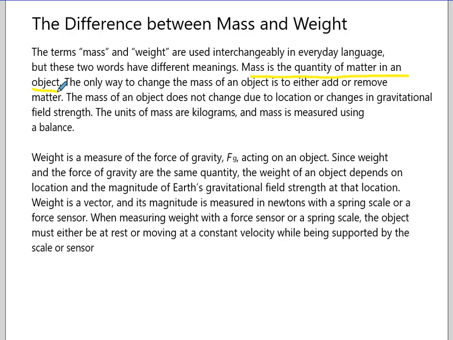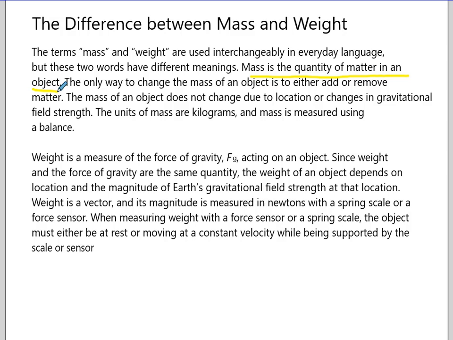Since weight and the force of gravity are the same quantity, the weight of an object depends on location and the magnitude of Earth's gravitational field strength at the location. Now this might surprise you, but the strength of the Earth's gravitational field is not the same in all locations. So weight is a vector, its magnitude is measured in newtons.